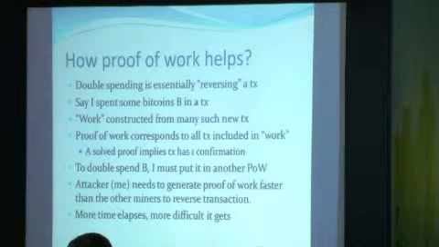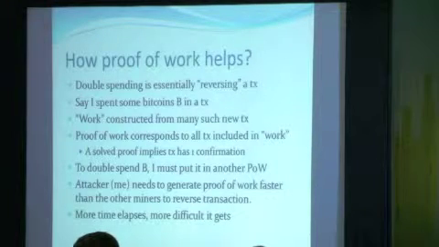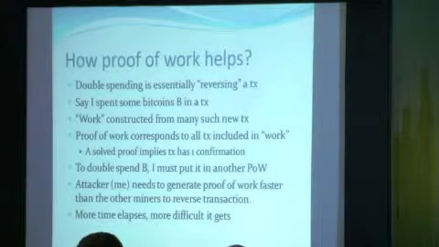And to double spend, I must put it in another proof of work parallel to this one. And I have to solve the puzzle faster than the rest of the network, yeah? So that kind of explains how this proof of work helps in preventing double spending.